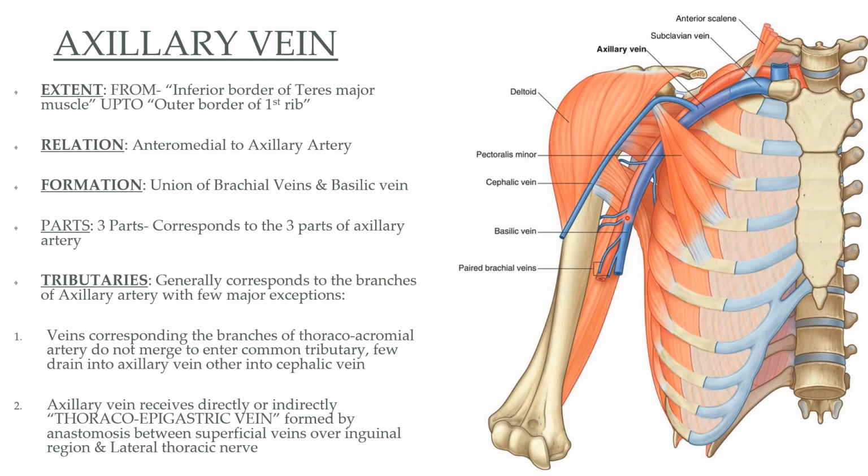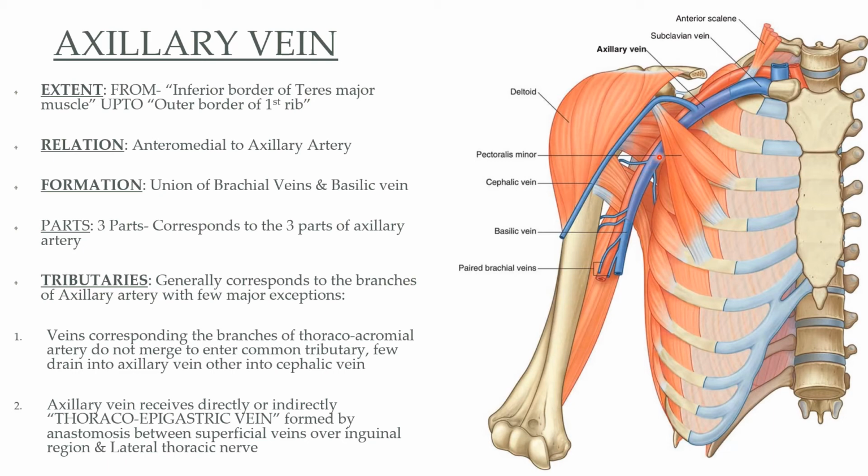The axillary vein is formed by the union of the basilic vein with the two brachial veins, which ascend parallel to the brachial artery. And these three veins unite at the level of the inferior border of teres major.